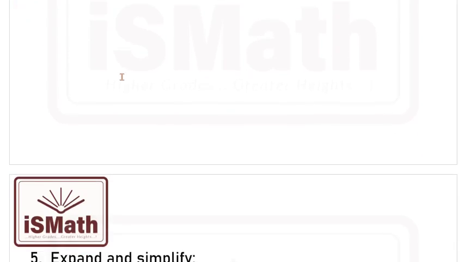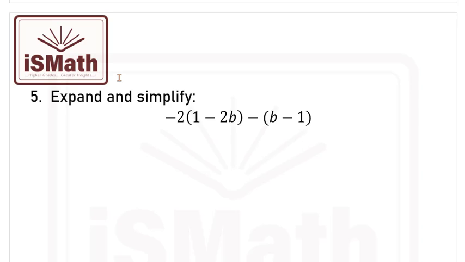Okay, this is another example, question 5. Here we have 2 brackets this time around, and for these 2 brackets we have numbers that are immediately outside the bracket.